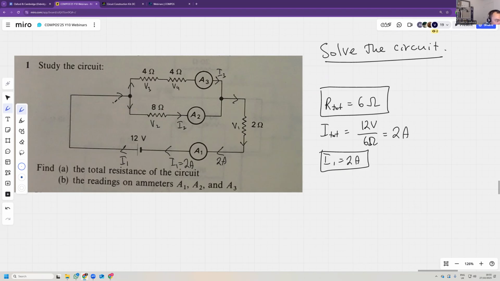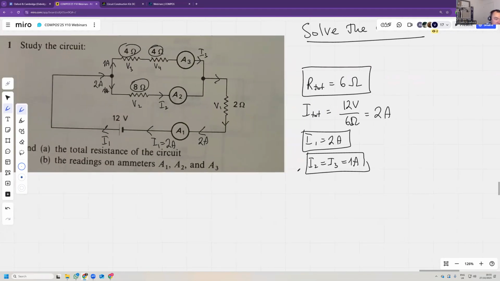Now, this is 2 amps. Now we can see that some of the current goes up, some of the current goes down, but this is 4 and 4, that's 8, and that's 8. So we can immediately say that this is 1 amp, this is 1 amp. So I2 and I3 are both 1 amp.